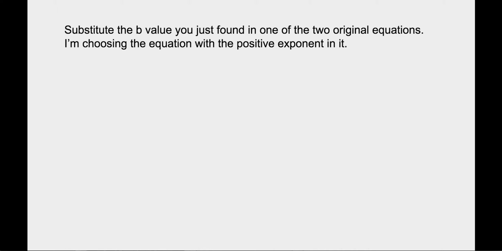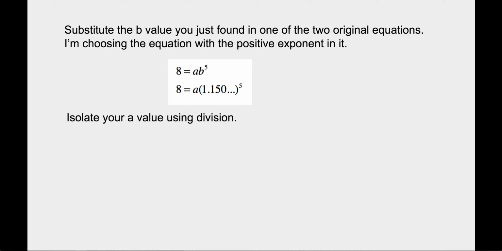Substitute the b value you just found in one of the two original equations. I'm choosing the equation with the positive exponent in it. That equation was 8 equals ab to the 5th. And then when I do the substitution, I get 8 equals a times 1.150 to the 5th power. I don't do any rounding yet.